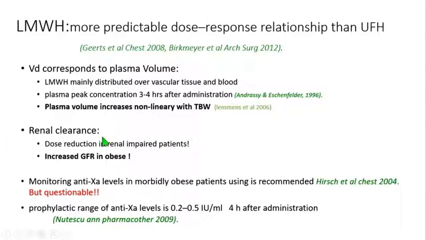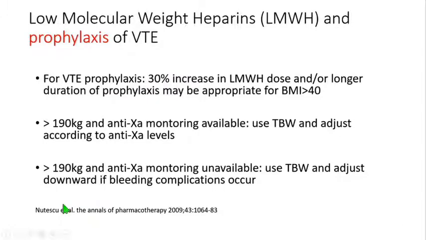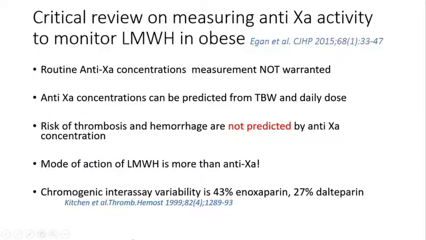These drugs have a renal clearance, and for instance, in the obese, they have increased glomerular filtration rate. Many of the studies advise to monitor your low molecular weight heparin using anti-10A levels, but this practice is questionable. For instance, these are some older recommendations, and they state use a higher dosage, about 30% increase, and use anti-10A monitoring in patients weighing more than 190 kilograms.